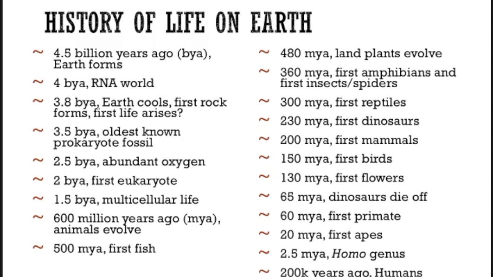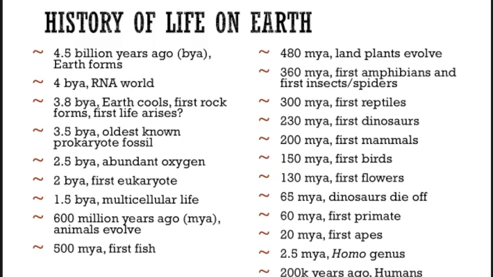We have that followed by birds at 150 million years ago, flowering plants at 130 million years ago, and then at 65 million years ago, the dinosaurs die off. We get our first primates, which are a type of mammal, at 60 million years ago-ish. We get the first apes, those are the ones without tails, at 20 million years ago. The genus Homo, that's the genus that we belong to, was about 2.5 million years ago. And then Homo sapiens, that's the species that we belong to, evolved about 200,000 years ago. So, just a quick timeline for you.